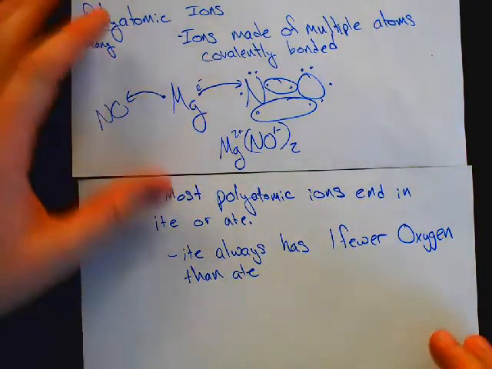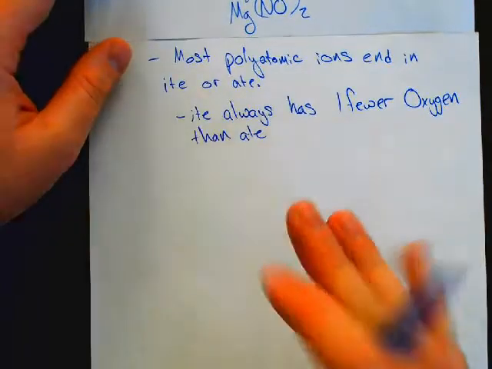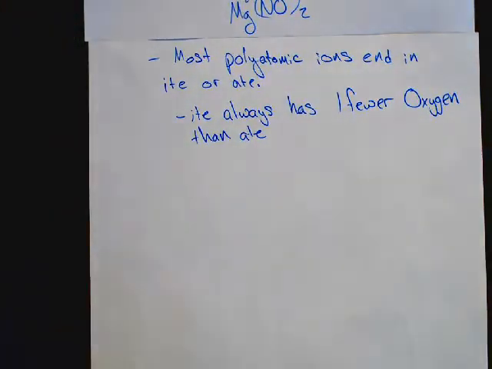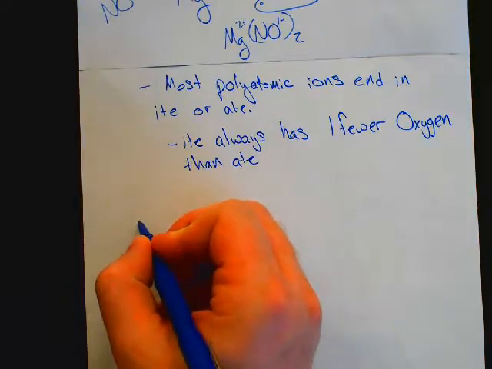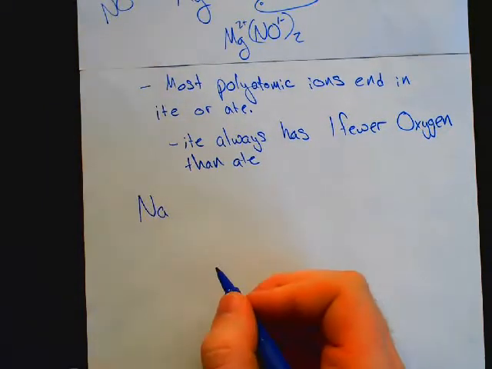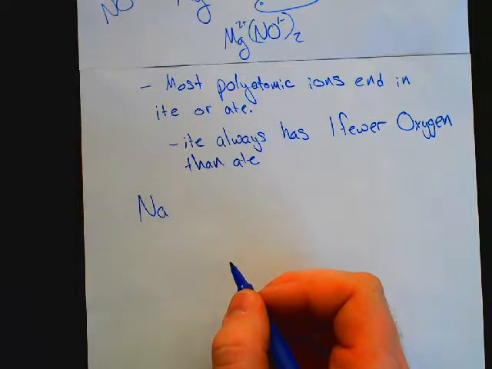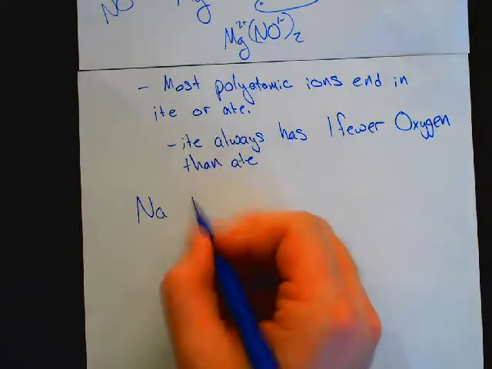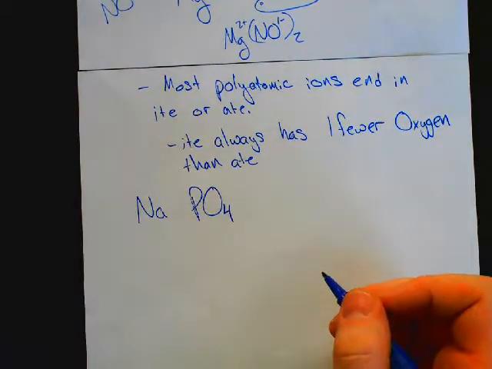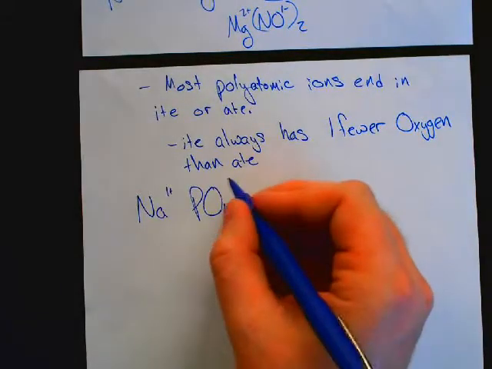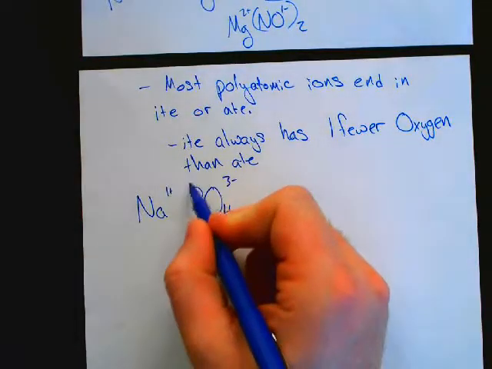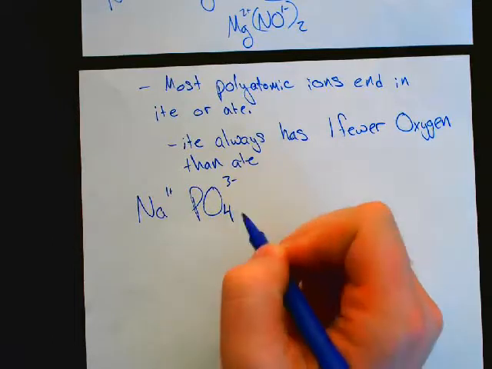Okay, all right, so next up, we want to be able to write out a chemical formula using those compounds. So just like we did MgNO2 up here, let's try another one. Let's try sodium, Na, and phosphate. First of all, what is the formula for phosphate? PO4. What is the charge of sodium? +1. Yeah. What's the charge of phosphate? -3. All right.